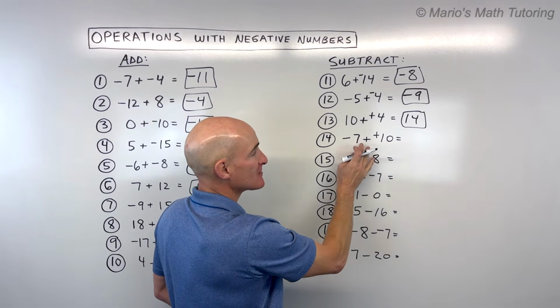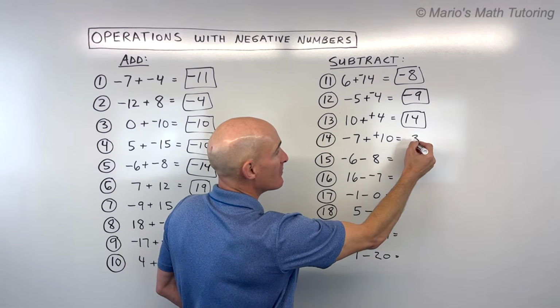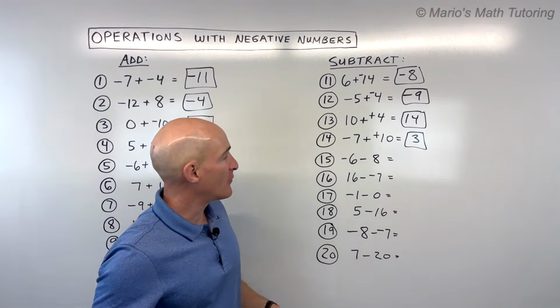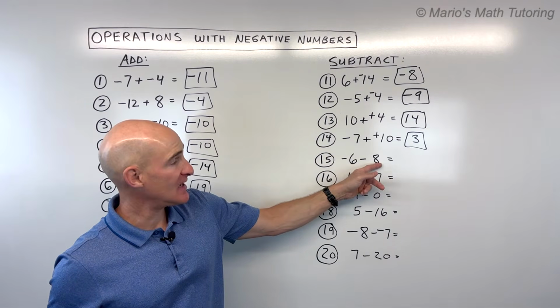How many more positives than negatives? 3 more. That's going to be a positive 3. Okay, for number 15, negative 6 minus 8.